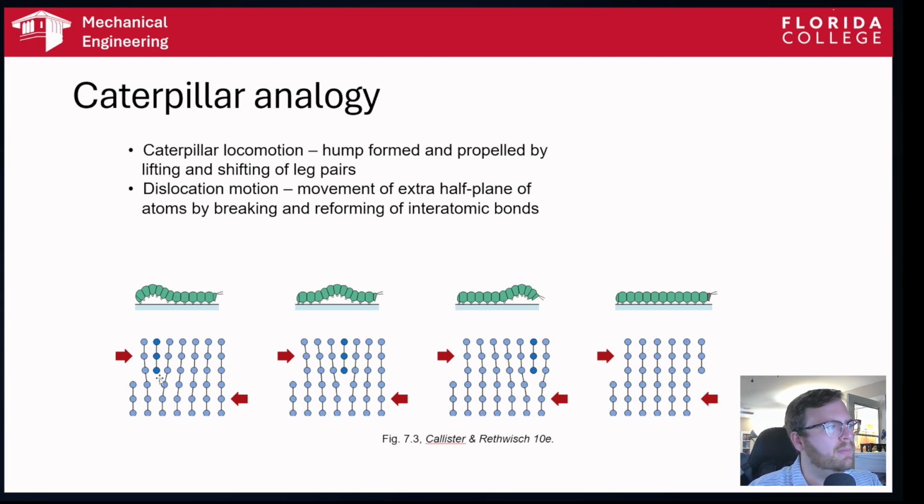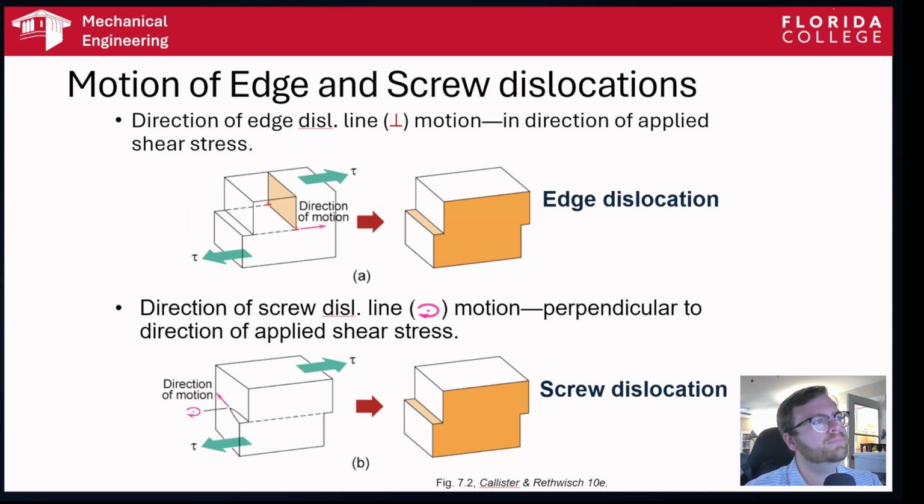Again, here's that same analogy, just with a more basic aesthetic, but we have our half plane of atoms here. If we move this half plane of atoms using shear stress all the way to the far edge, we get this. And what you can see is that the material has now plastically deformed in a certain direction. So again, here's our visual for edge dislocation.